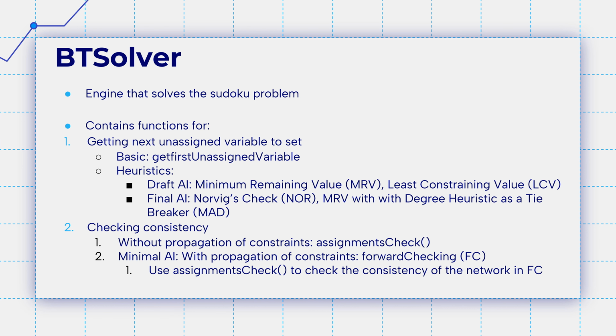Second part of the program is checking consistency. This can be either done without propagation, meaning checking whether the current board that you have is a valid one by itself, or through propagation or pruning, where you propagate the constraints of assigning a value to all its neighbors. The latter is the assignment that you will be implementing as part of the forward checking function in the minimal AI. You will need to use the assignment check function to check the consistency of the network in forward checking and return the Boolean results, unless you reach an unsolvable state of variables with 0 domain, and that is when you return false.